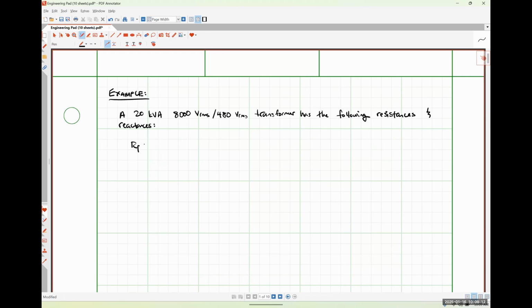So let's say that RP is equal to 32 ohms, RS is equal to 50 milliohms, RC is equal to 250 kiloohms, XP is 45 ohms, XS is equal to 60 milliohms, and XM is equal to 30 kiloohms.